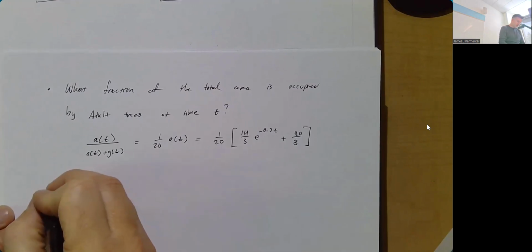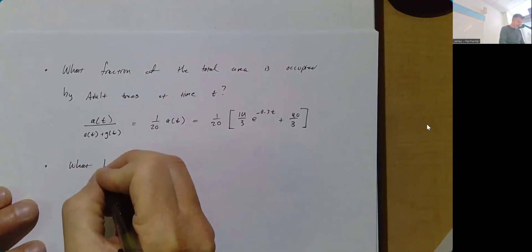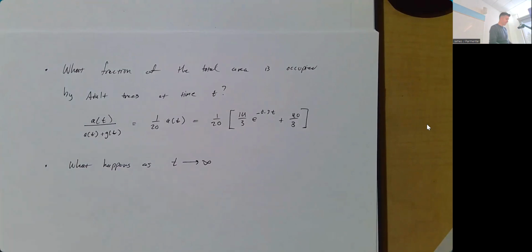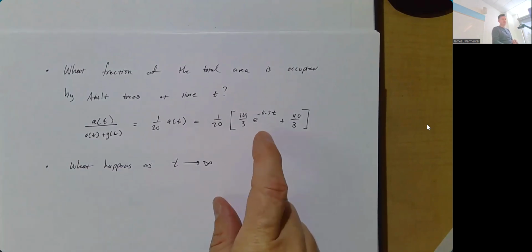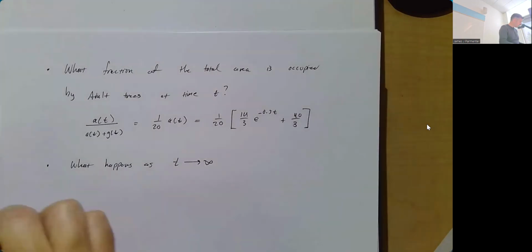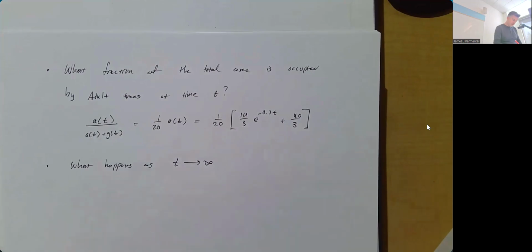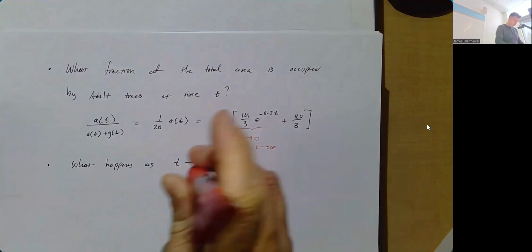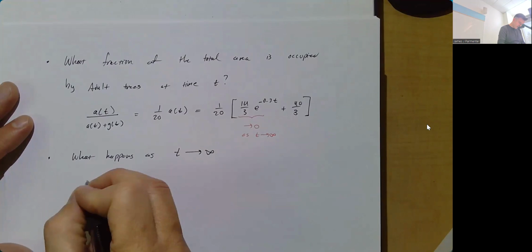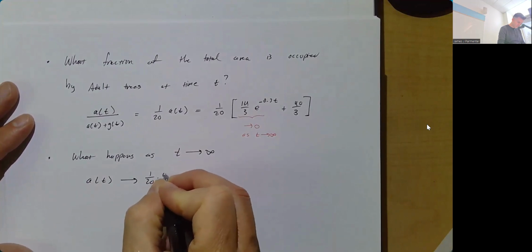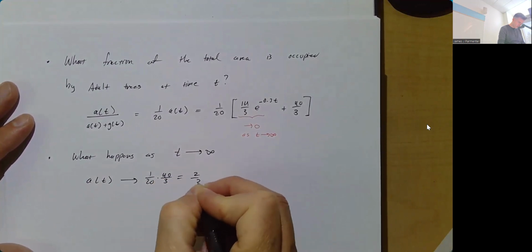And then the more interesting question here is, what happens to this fraction as time goes to infinity? Well, the e to the negative 0.3 t part is going to get smaller and smaller. So you've got e to a negative number that's getting larger in magnitude. What happens is this part here is going to go to 0 as t goes to infinity. So we're left with A of t going to 1/20 times 40 thirds, which reduces to just 2 thirds.